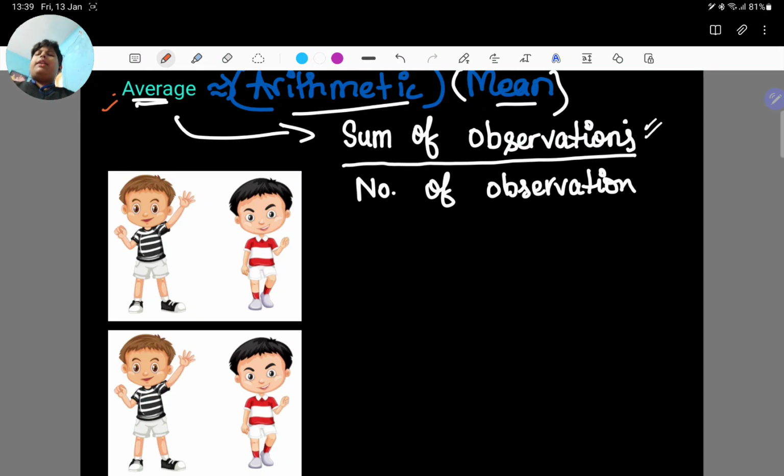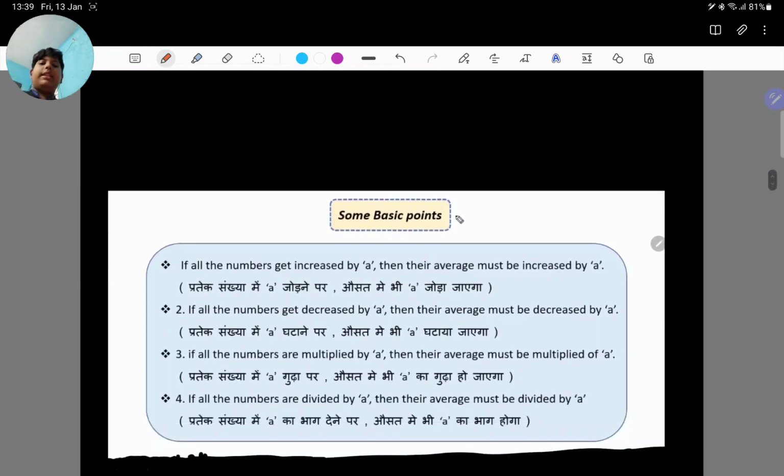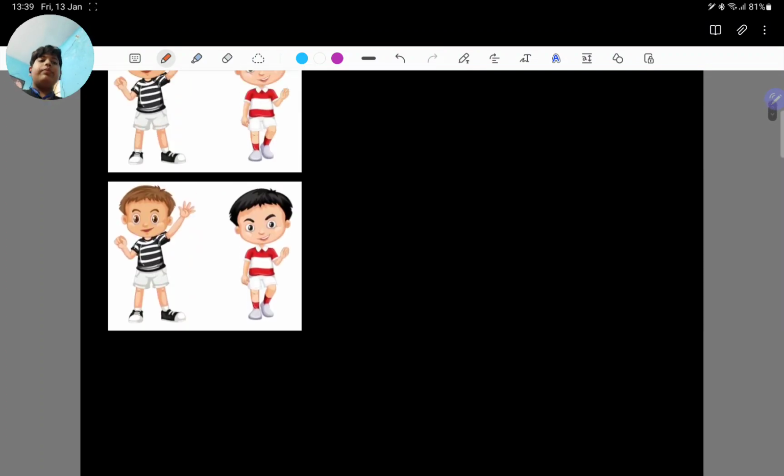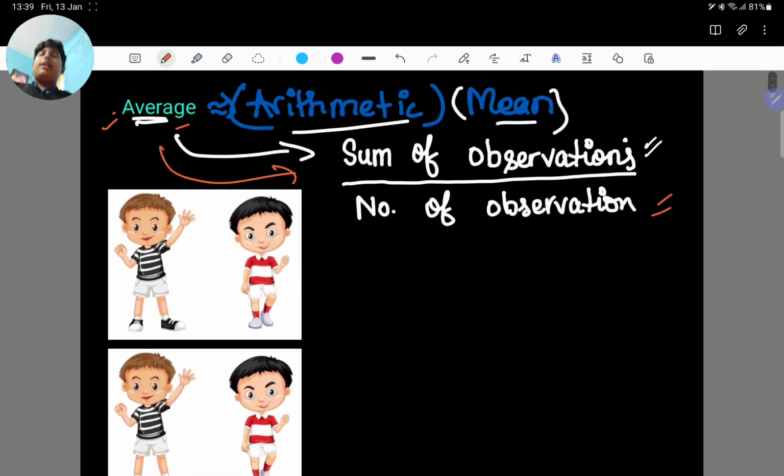So, today's topic is a very easy and interesting topic of average. We know that the formula of average is sum of observations upon number of observations. But let's look at it practically. In this class, we will discuss the meaning of average, do some simple questions, and get some basic formulas and some basic points of average. Okay, let's begin this class.